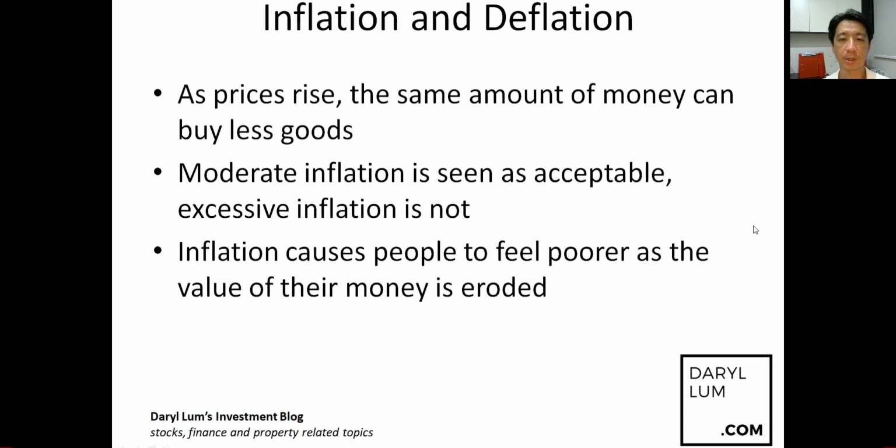As prices rise, the same amount of money can buy fewer goods. Moderate inflation is seen as acceptable; excessive inflation is not. If you go to Zimbabwe, the government prints a lot of money. As time goes by, a loaf of bread today can cost X dollars, but tomorrow it will cost 2X, twice the price. Why? Because money is printed so easily, and there's a lot of money in the system. As the whole economy is flooded with money, money becomes less valuable, so the cost of goods for that same dollar increases.